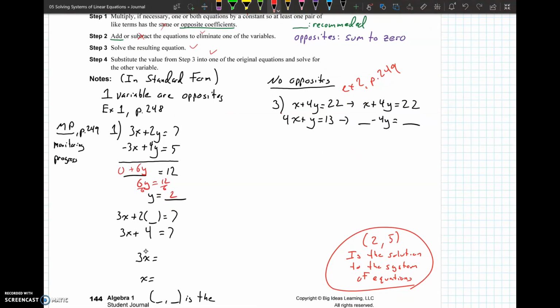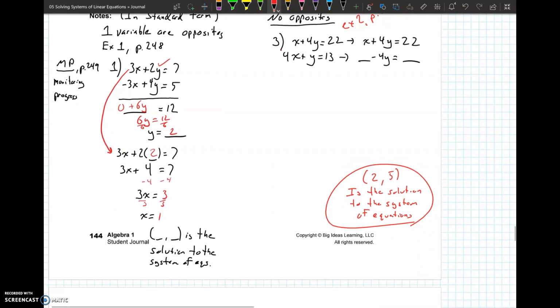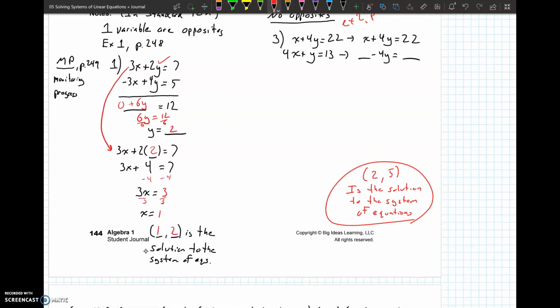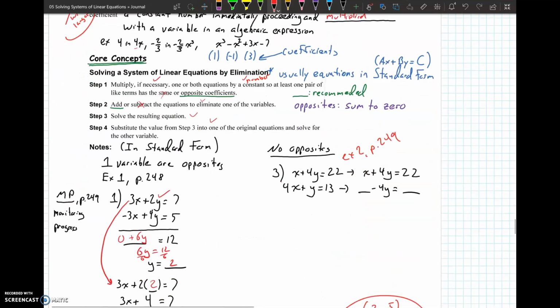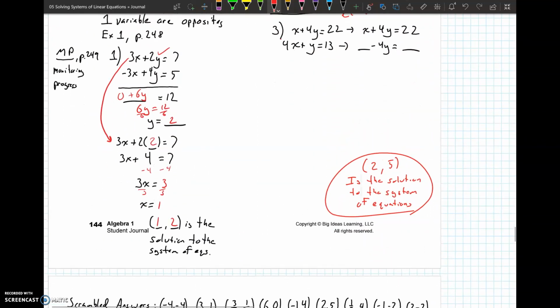Once I get that, if you notice, I just brought down this equation. I could have brought down either one of those. Would have worked fine. Plug in the number. 3x plus 2y is equal to 2. So I took out the y, I put in a 2. 2 times 2 is 4. Minus 4 minus 4, we get 3. Divide by 3, we get 1. So our answer is 1, 2. And I don't have those on here.